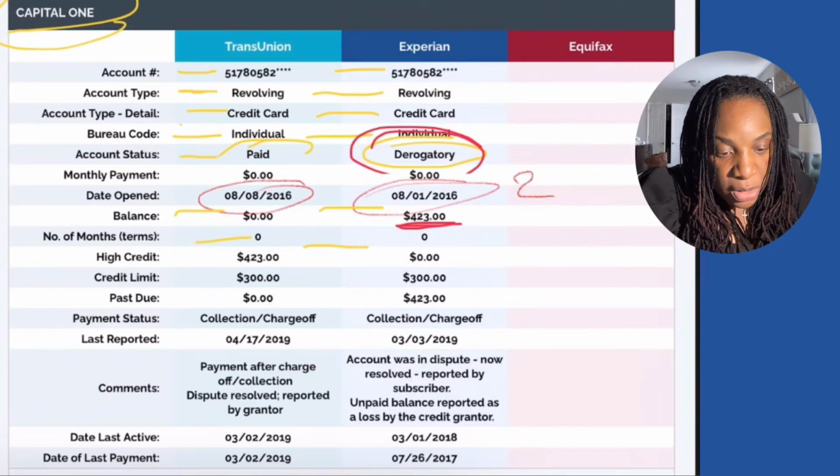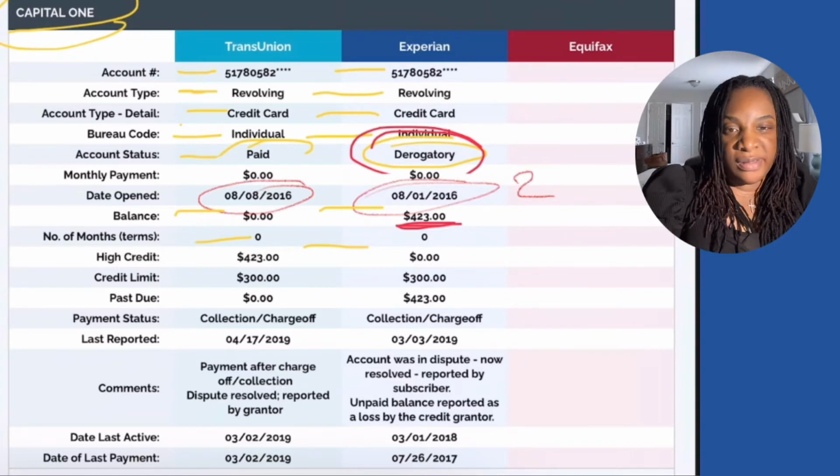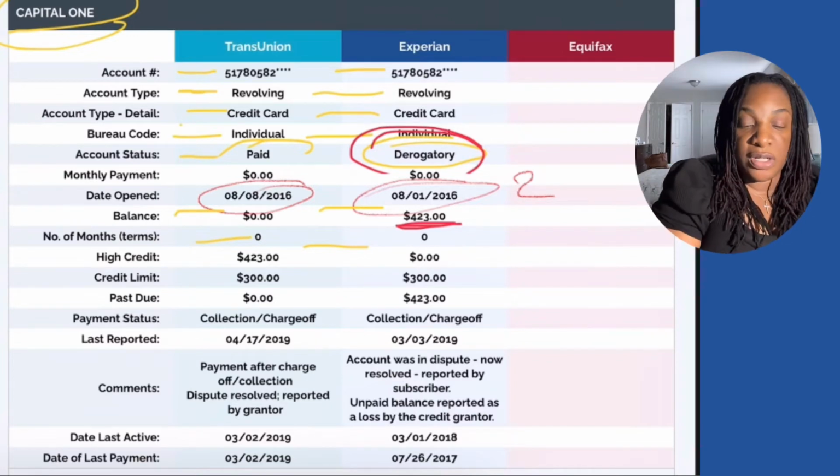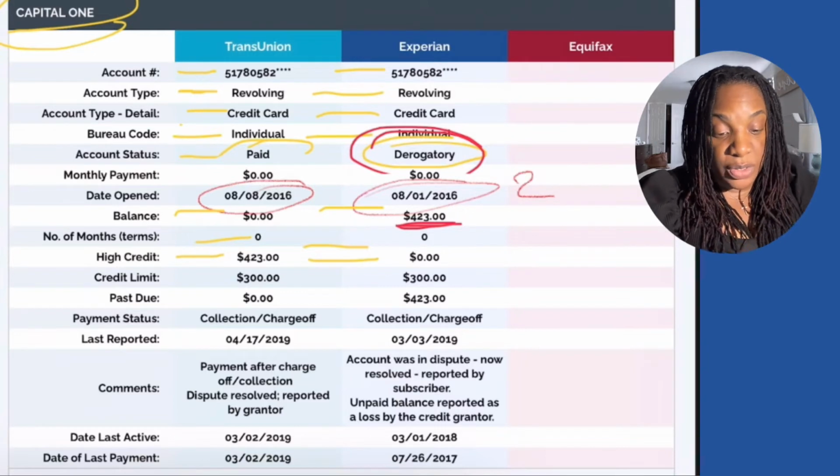Number of months term, blah, blah, blah. Skip that. That's always going to be 0 most of the time. I've never seen it not be 0 on a closed charge off, although if you see that as a mistake, you can dispute that as well.